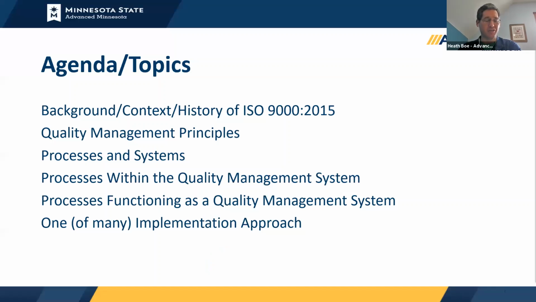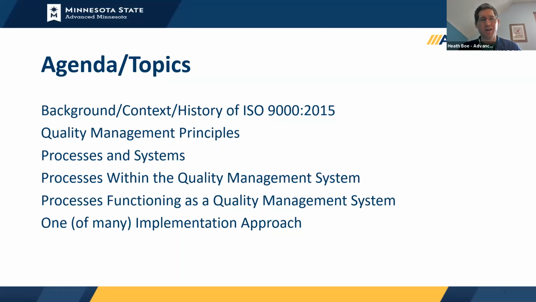So next slide. So our agenda here for today, we're going to talk about kind of the background and the history around quality management systems, going all the way back to ancient times. We're going to talk about some basic principles around quality management and those quality management systems. We're going to talk a little bit about processes and systems and just how they're different, and how they're defined, and just the different way that ISO and ISO 9000 looks at them.